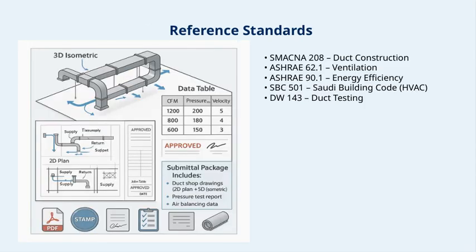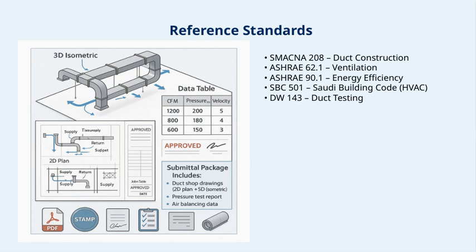Let's take a moment to review the key reference standards that guide our work. First, we have SMACNA 208, which focuses on duct construction. This standard ensures that our duct systems are built to last, are safe, and perform efficiently. Next is ASHRAE 62.1, which sets the benchmarks for proper ventilation. Proper ventilation is crucial for indoor air quality and occupant comfort. Then there's ASHRAE 90.1, which emphasizes energy efficiency. Following these standards helps us design systems that are not only effective, but also sustainable.